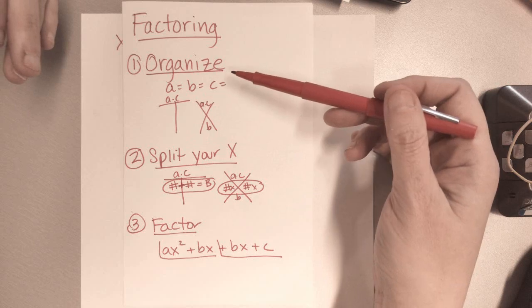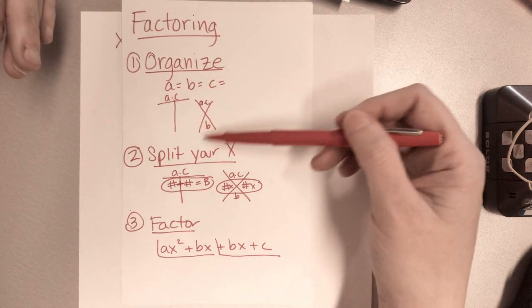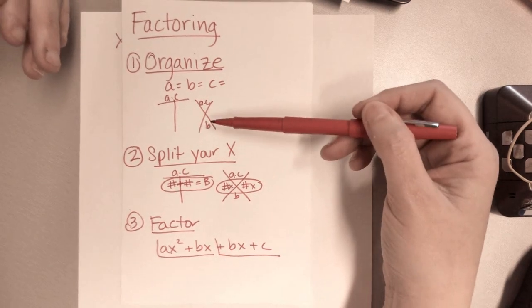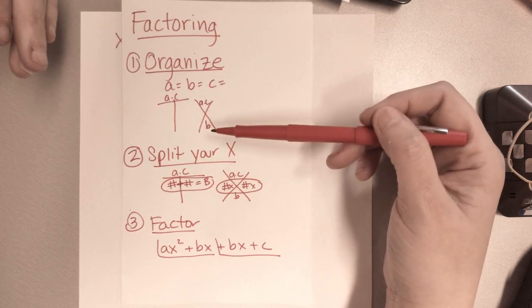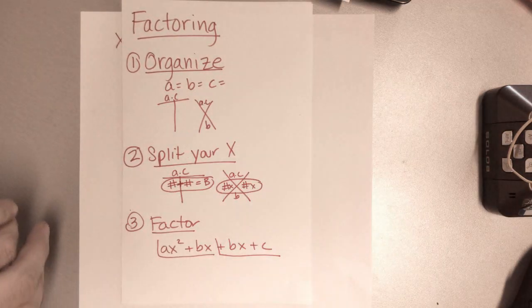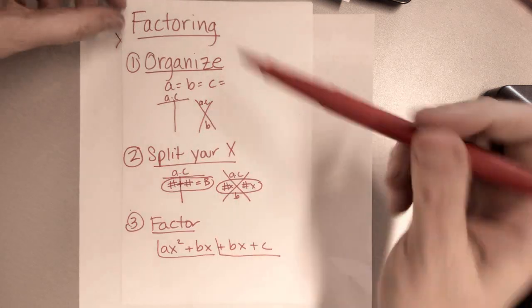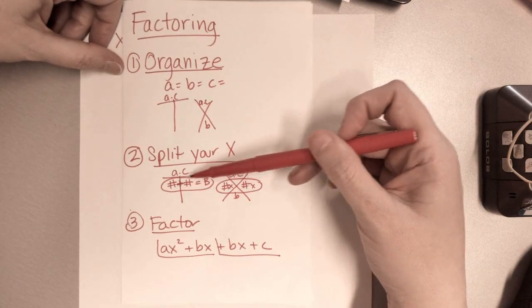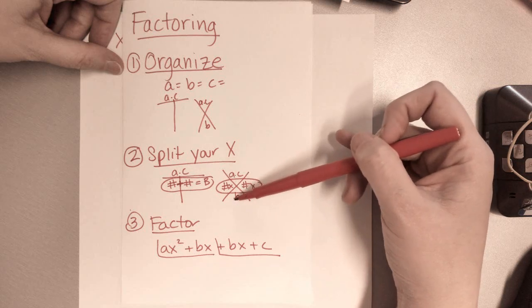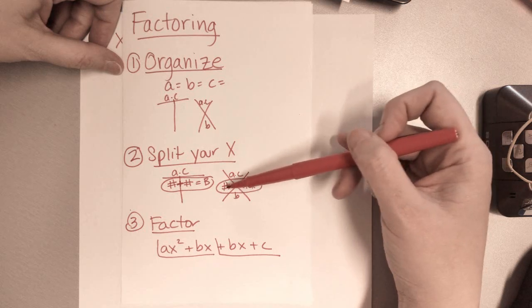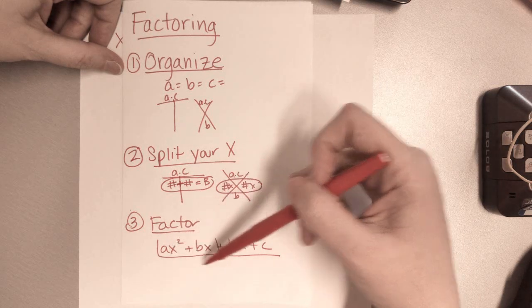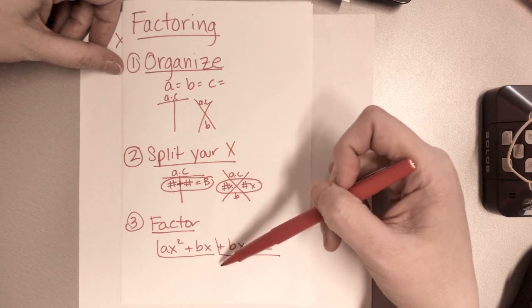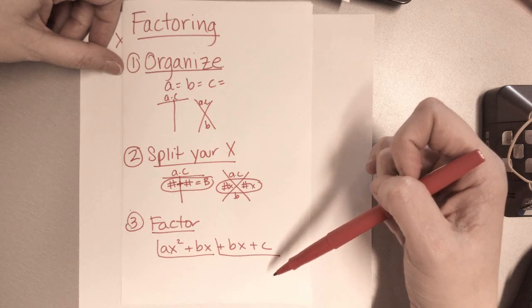There was organize, meaning where you collect all the information you can out of your problem and get it into your working space, which is your big TX. Then you split your X, and we do that by using our T to find factors of A times C that add up to B, and then those become our new X's. And then we rewrite it in that format, and then we factor out the greatest common factor of each of these two pairs. That was a lot.